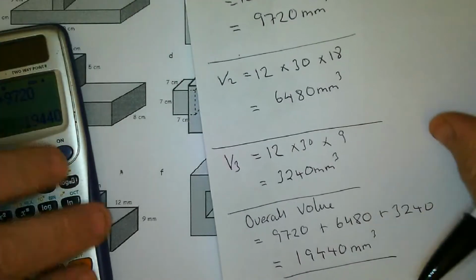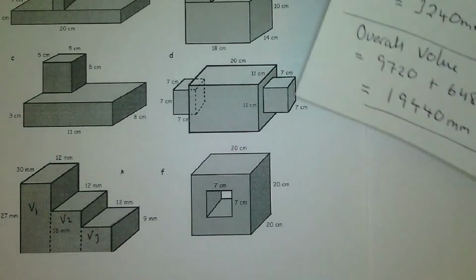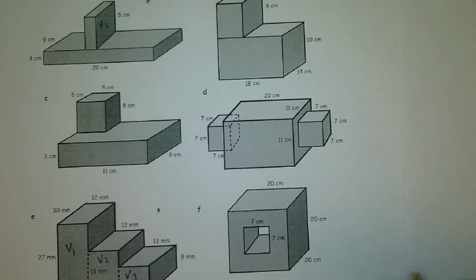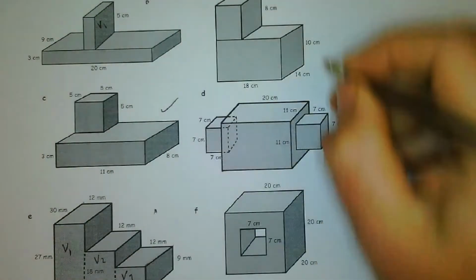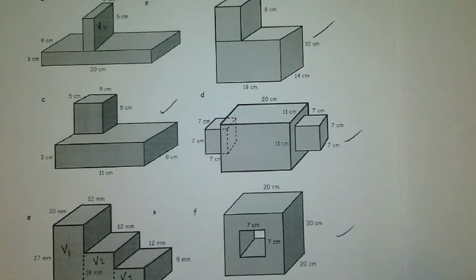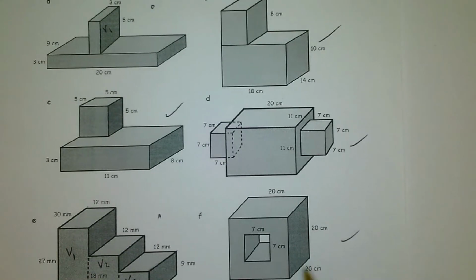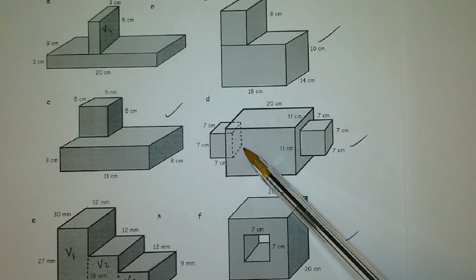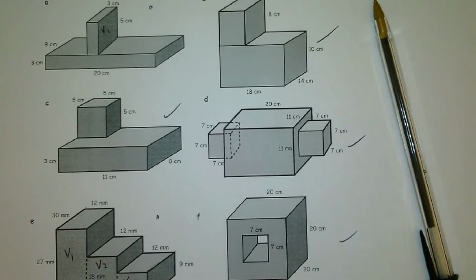Okay, so what I want you to do, so there's the answer to that one here. I'd like you to do that one, that one, that one, and that one. Now if you can't do that one, don't worry about it. So you've really got 3 to do. Okay.